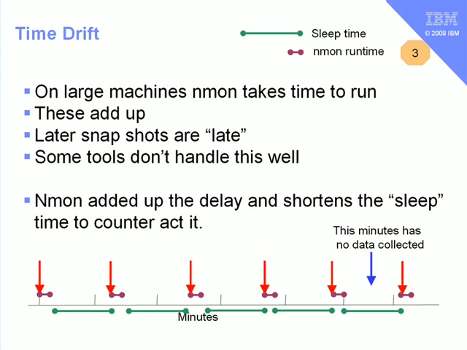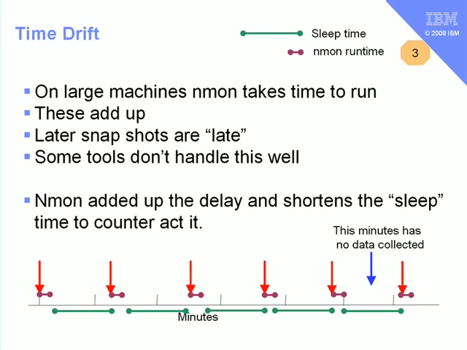Now some tools don't handle this very well, and it can get difficult if you're collecting nmon statistics from lots of different logical partitions over a day, for example, and they all slip at different rates. Then at the end of the day it's difficult to match up all the snapshots that are actually happening at the same time.